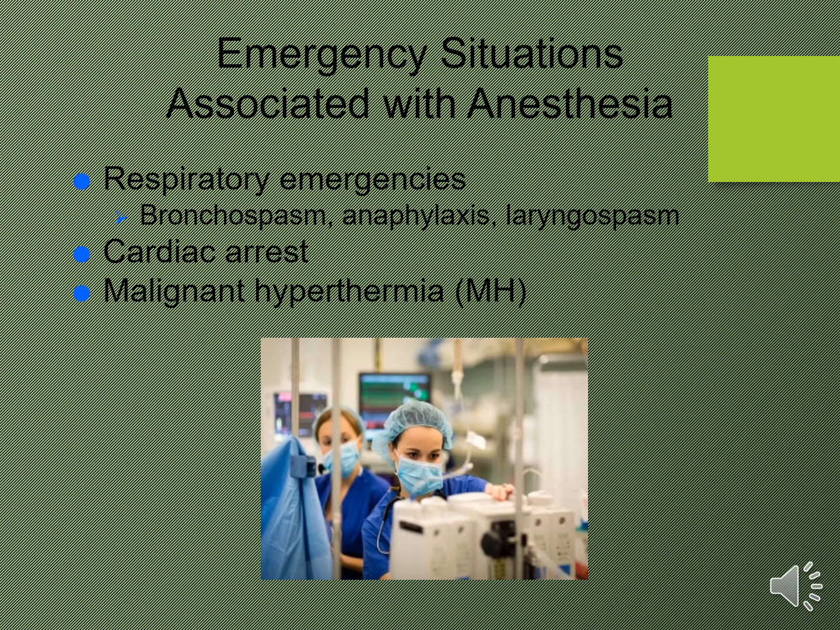So first off, we're going to start by talking about emergency situations associated with anesthesia. Respiratory emergencies will include bronchospasm, anaphylaxis, and laryngospasm. You can also have cardiac arrest related to anesthesia, and then malignant hyperthermia or MH as well. Both of those are going to be a lot more rare, but they're important to understand. So it's going to be important that you guys have a thorough knowledge of the medications that are often used in these emergent situations.